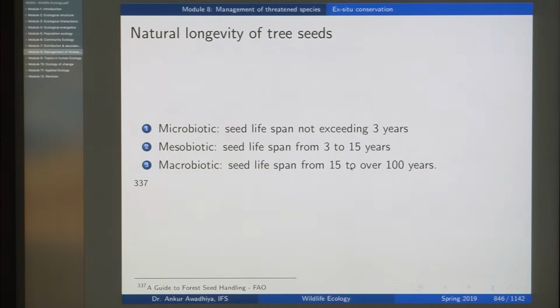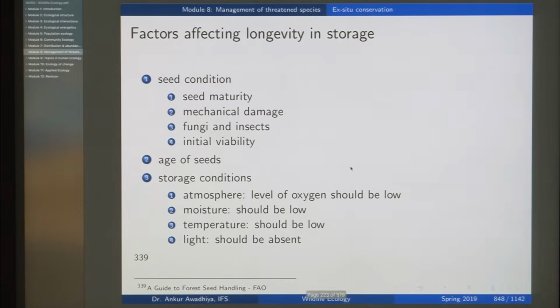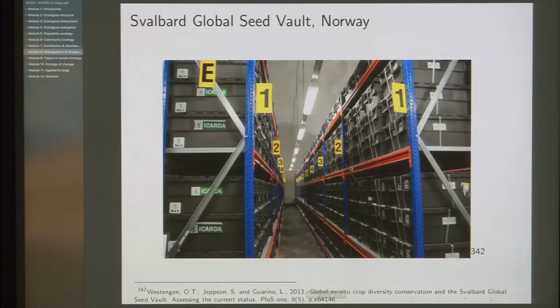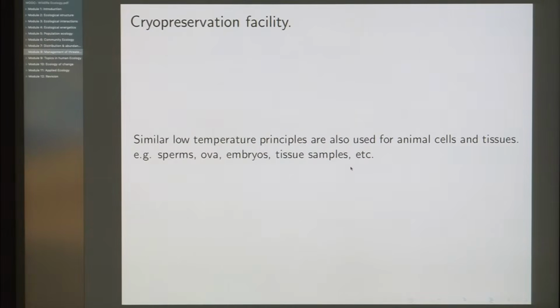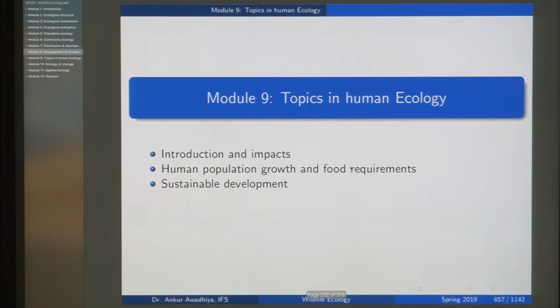Seeds are of two kinds depending on their life and depending on the amount of oil or the amount of drying that they can tolerate. They can be orthodox or recalcitrant seeds. And there are a number of factors that determine the longevity of these seeds, that is seed condition, the age, and the storage conditions. So you need to take care of all of these, and we looked at the Svalbard Global Seed Vault, and these facilities can also be used for certain animal cells as well.